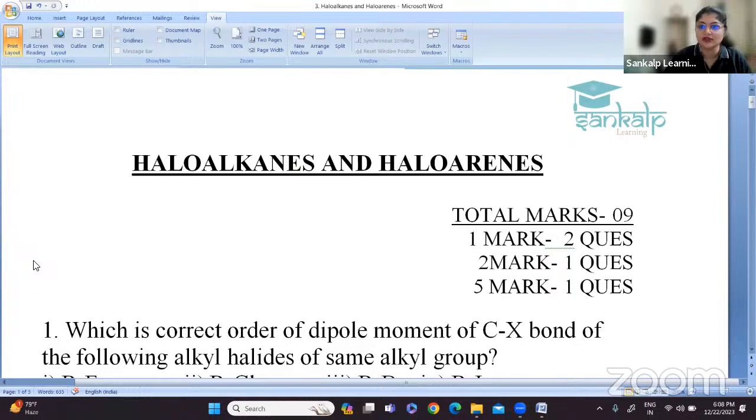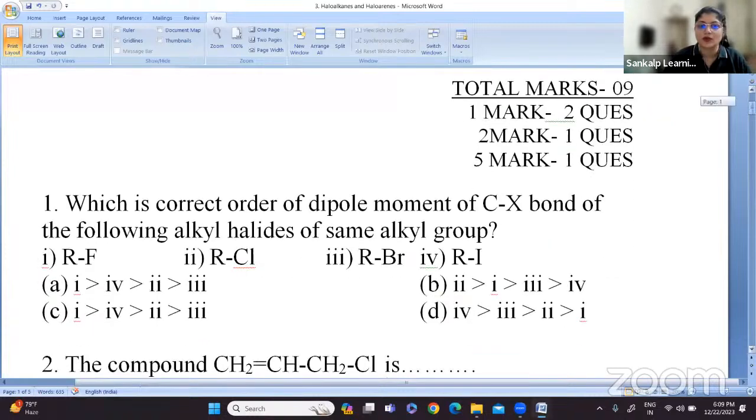So moving further, we are going to start with the MCQs. As you know, for 1 mark, you are going to get a question from the MCQ part and 1 mark for the fill in the blank part. So we'll start with the MCQs. Here is the first question.